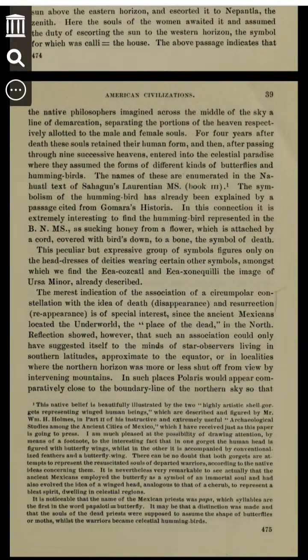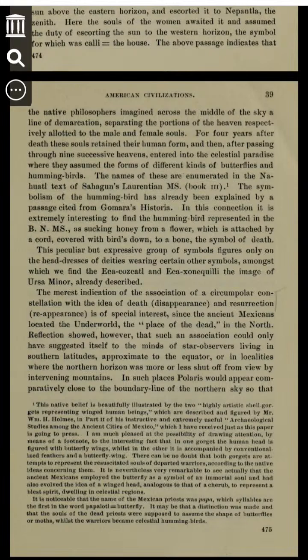The symbolism of the hummingbird has already been explained by a passage cited from Gomara's Historia. In this connection, it is extremely interesting to find that the hummingbird is represented in the Borgia manuscript as sucking honey from a flower, which is attached by a cord covered with birds' down to a bone, the symbol of death, right?